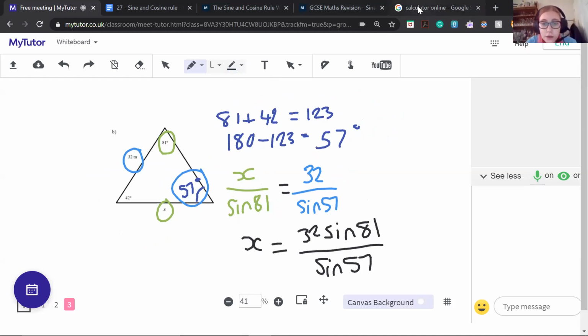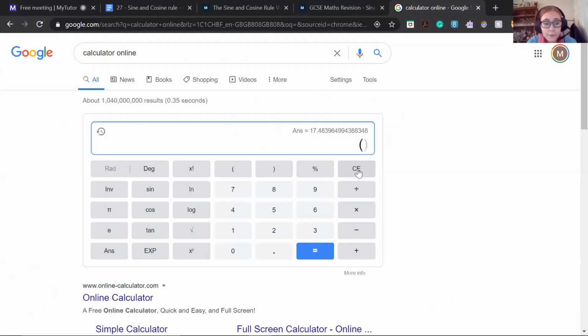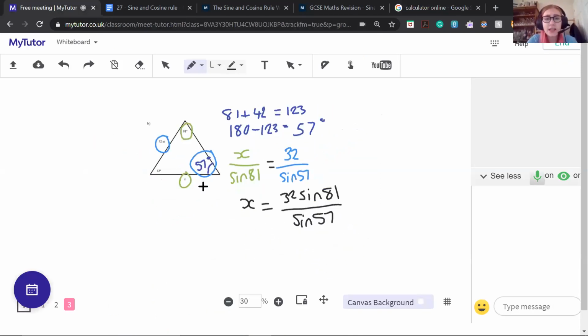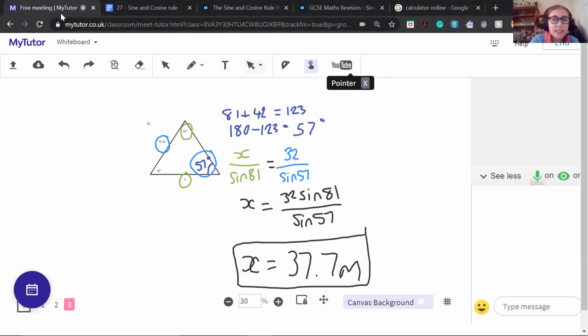So let's work that one out. 32 sine 81 over sine 57 gives us 37.69, or 37.7 if we're doing it to 3 significant figures. If they don't tell you, that's probably a good guess to go for. 37.7, oh sorry, not degrees. This time it's a side, so it's meters, because this 32 is in meters, so it's going to be the same. So hopefully that makes sense.